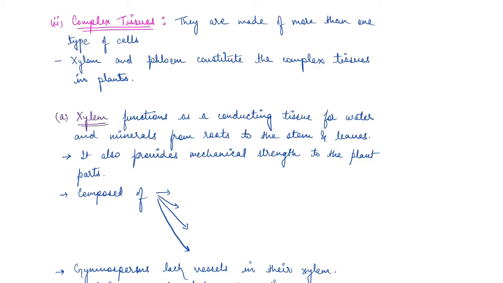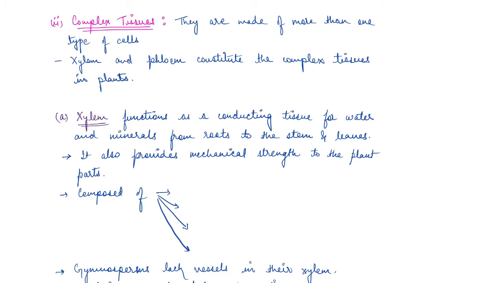Now, the complex tissues are made of more than one type of cells. As mentioned here, they are made of more than one type of cells, right? These different types of cells work together as a unit. So basically, there are two different kinds of complex tissues in plants, which are xylem and phloem. Okay, so let's start with xylem first.